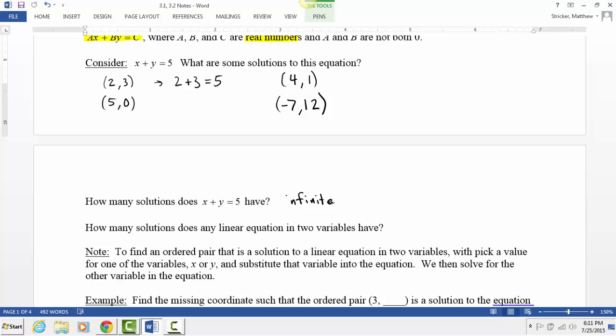How many solutions does any linear equation in 2 variables have? Same answer. There's an infinite number of solutions to every linear equation in 2 variables, not just the one that we looked at.